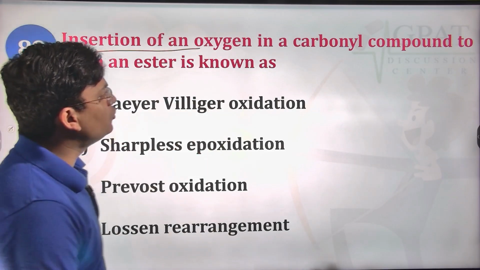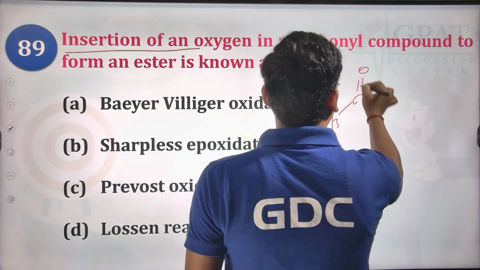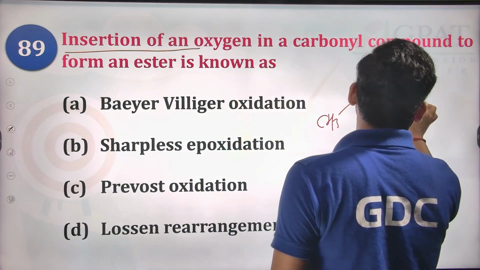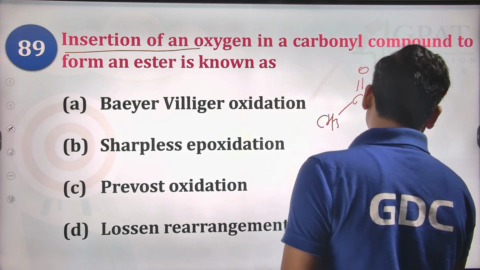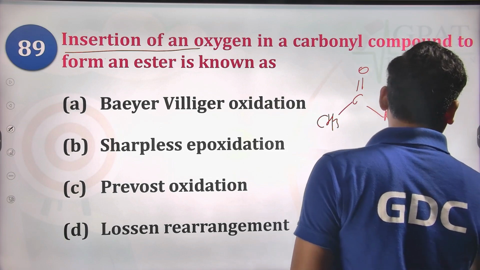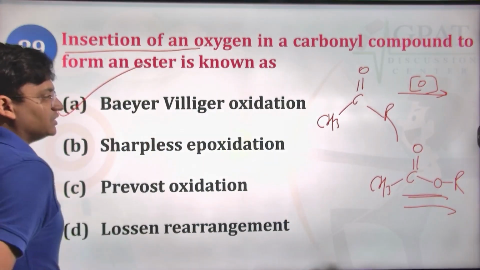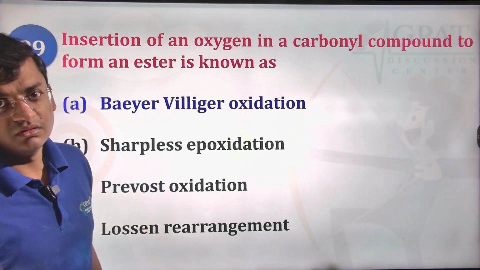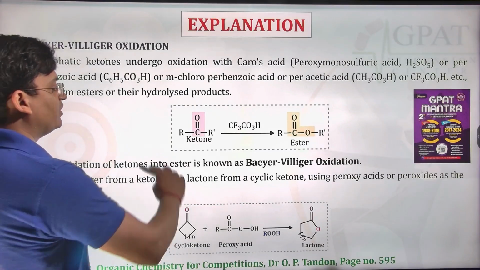Insertion of an oxygen into a carbonyl compound. We have a carbonyl compound, let's suppose this system, and we form an ester by inserting an oxygen. This only happens in the presence of peroxy acid, and in the presence of peroxy acid we get this system, and this is our Baeyer-Villiger oxidation. It's a very simple question. The insertion of an oxygen can only take place in the presence of peroxy acids, and ketones undergo this reaction, which is known as Baeyer-Villiger oxidation.